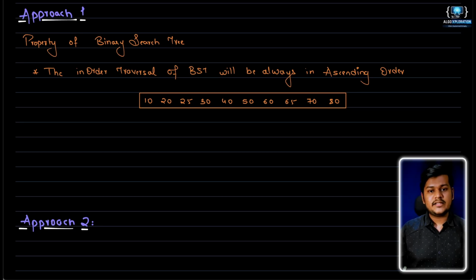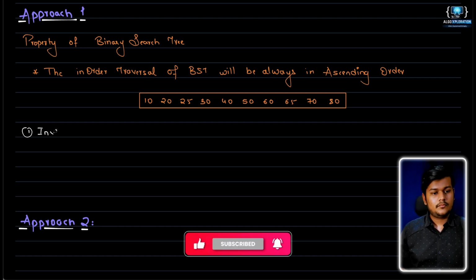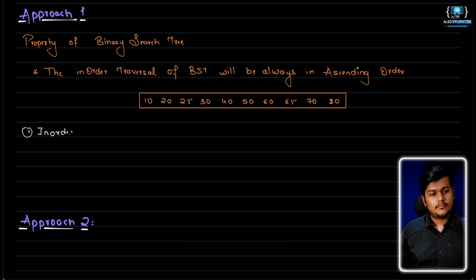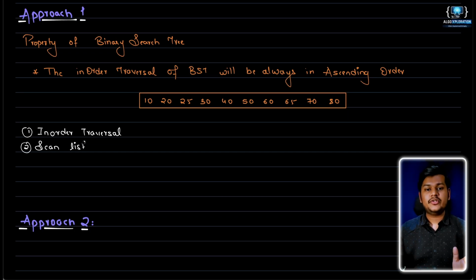Let me write the steps by the way. The first is having in-order traversal. And second will be to scan the list. I have explained how you are going to scan it. Just compare with the previous value. The previous value should be lesser.